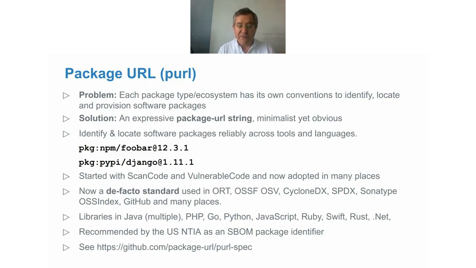I have a package called foobar in NPM. It's version 12.3.1. I have a PyPI Python package called Django 1.11.1. With this string, you have enough to go and figure out what is the exact corresponding source code and software that was used. And that sounds pretty simple, and that's what it wants to be. It's simple because it is simple, and it's been designed to be super easy and obvious.